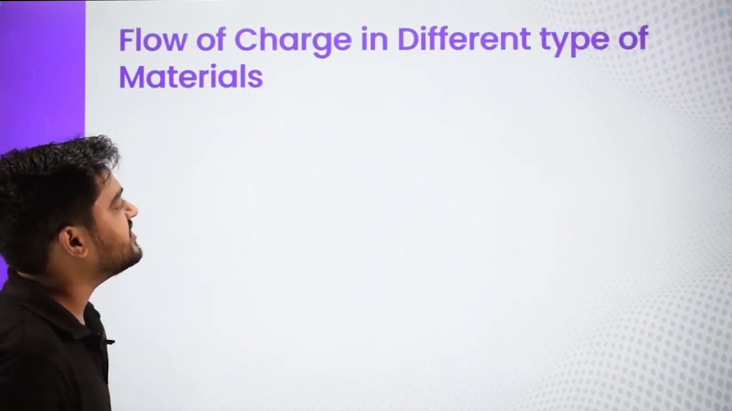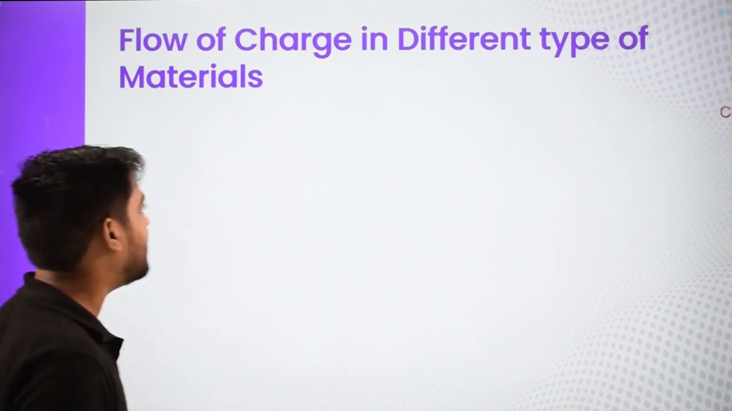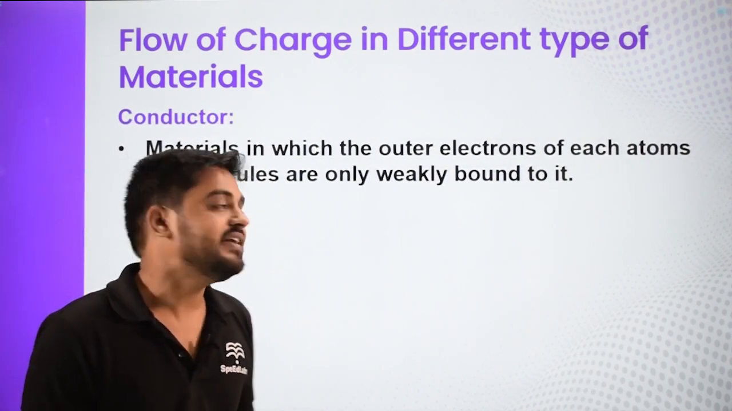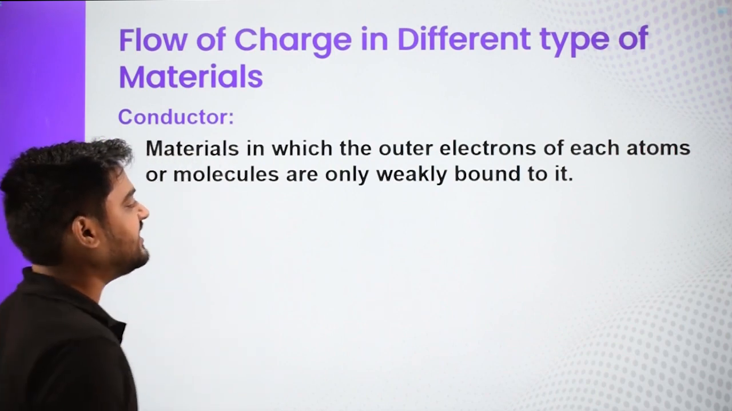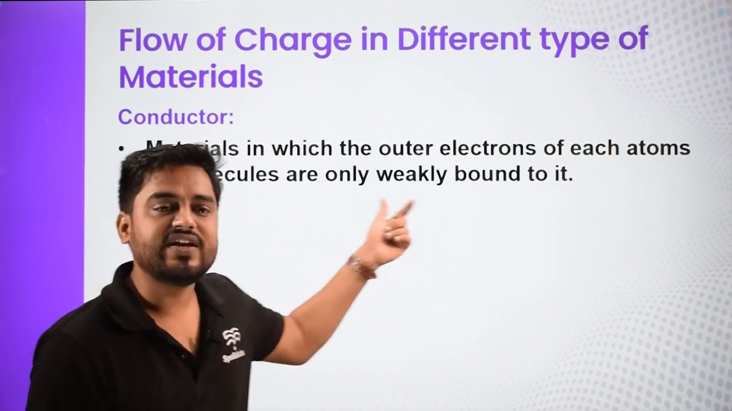Now, flow of charge in different types of material. So we have 3 different types of material. What are they? First is a conductor. So what is a conductor? Materials in which basically these outer electrons of each atom or molecule are very weakly bounded.